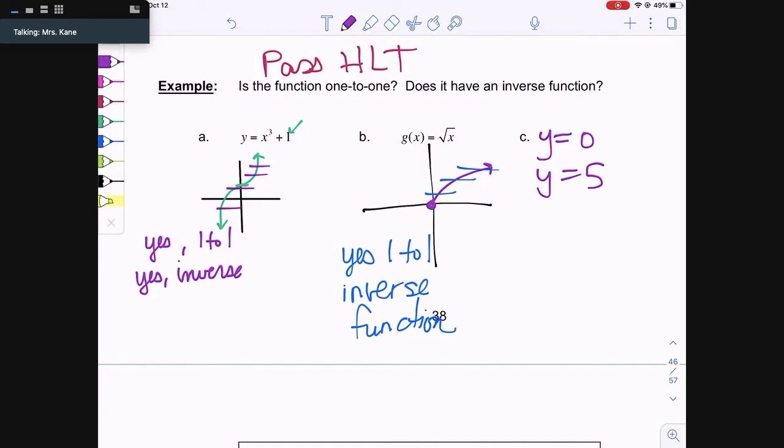What else wouldn't have an inverse? Noah. Parabola. Ooh, that's one of my favorite graphs. It's sad that it doesn't have an inverse. Parabola is a U. It's not going to have an inverse. What else wouldn't have an inverse?